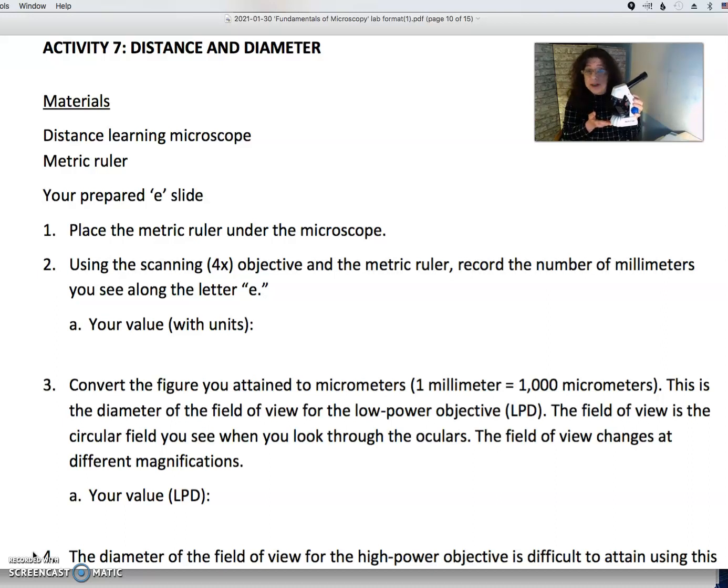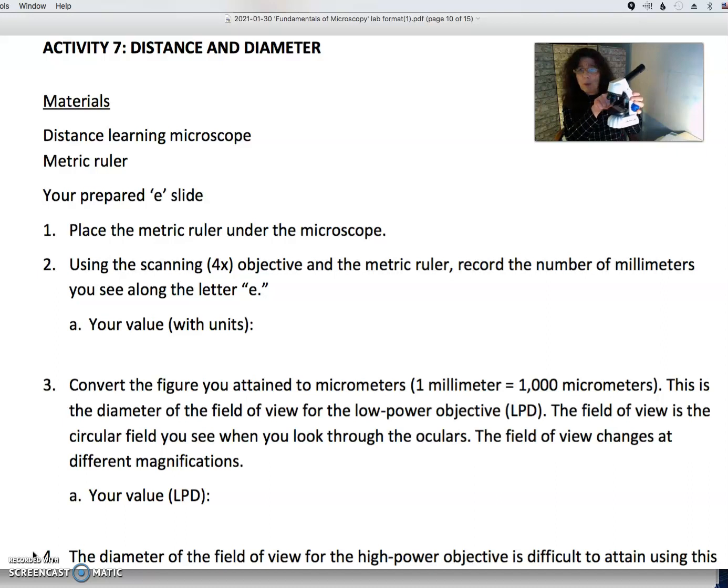And the way we're going to do it is to use your prepared slide and to use your ruler that you have in your kit. So your ruler in your kit has a Fahrenheit and a Celsius thermometer on one side. You don't want that. You definitely want the metric side for centimeters and millimeters. All right. So you're going to put your prepared slide on the stage.